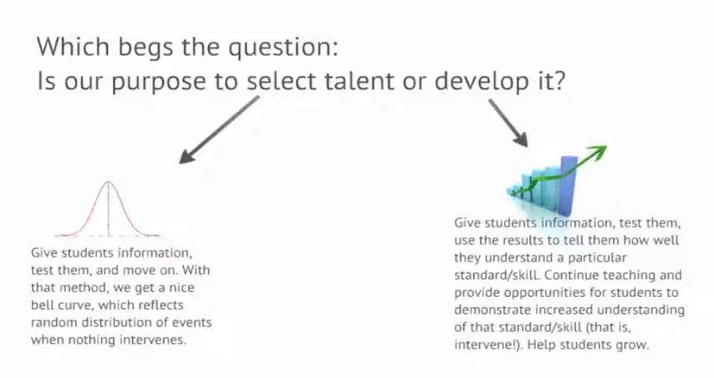I know a lot of teachers like the idea of the bell curve for their grades. A few F's at the bottom, a few A's at the top, and a whole bunch of students in the middle. And the problem with that kind of thinking is that a bell curve is meant to represent a random distribution of events when nothing intervenes. Well, that's not what happens in the classroom. In the classroom, we're intervening all the time. We're developing talent. So our grade book should look less like a bell curve and more like an incline, I would hope, if I'm doing my job, and the students are doing their part.